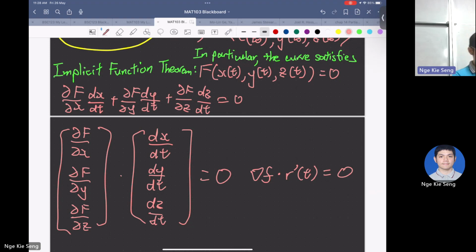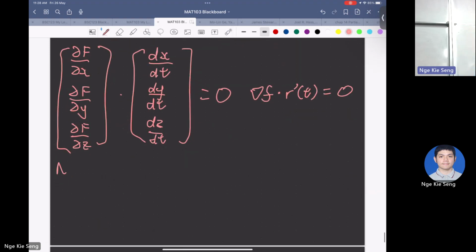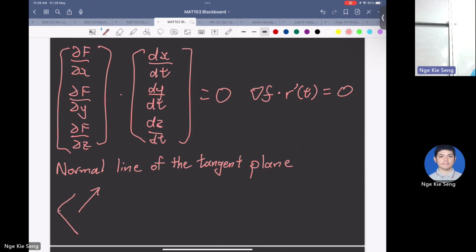The next thing is normal line. Okay. So we only got the vector, right? So how to find a line? Again, finding an equation of line. So now we got the vector. So what is normal line? Okay, so I should say this is a normal line of the tangent plane. Okay, of the tangent plane. Okay, so just now we have this tangent plane made up by r prime t.